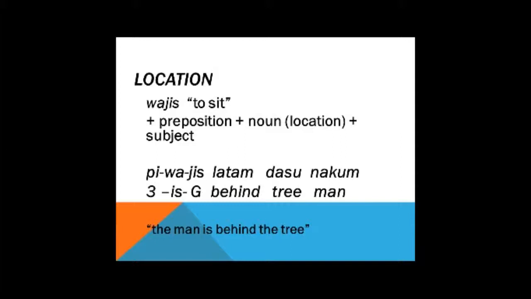So you have piwais. Wais we know is to sit, or more generally just to be located. And you've got pi, which is the prefix for noun class 3, which is the noun class which nouns referring to people fit into. Then you've got the location expressed in a preposition plus a noun, so latamdasu, behind the tree. And finally nakum, the man. So the man is the who or what that's being located somewhere. So putting the whole lot together, piwayis latamdasu nakum translates into English as the man is behind the tree, or more literally, the man sits behind the tree.